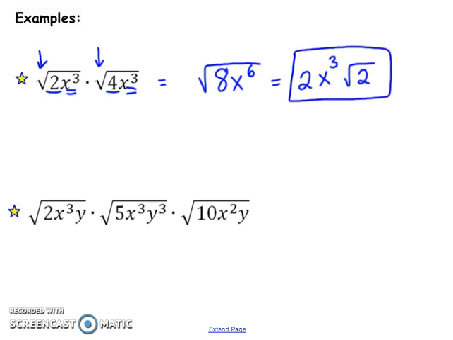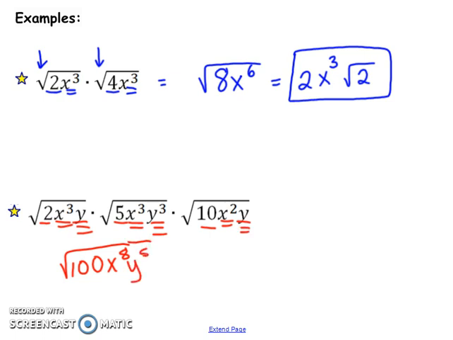Okay, for this one, same thing, 2 times 5 times 10. So this is going to give me the square root of 100. X cubed, x squared gives me x to the 8th. Y cubed, and y is going to give me y to the 5th. So now I'm just going to break that down.